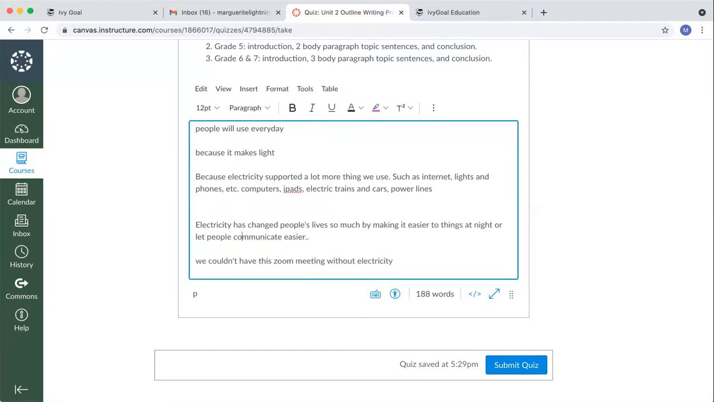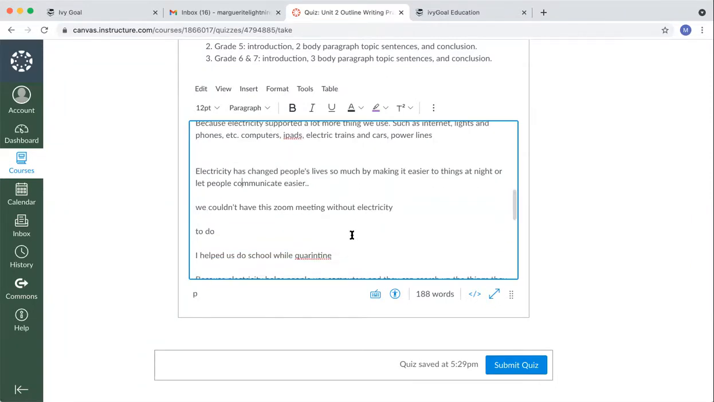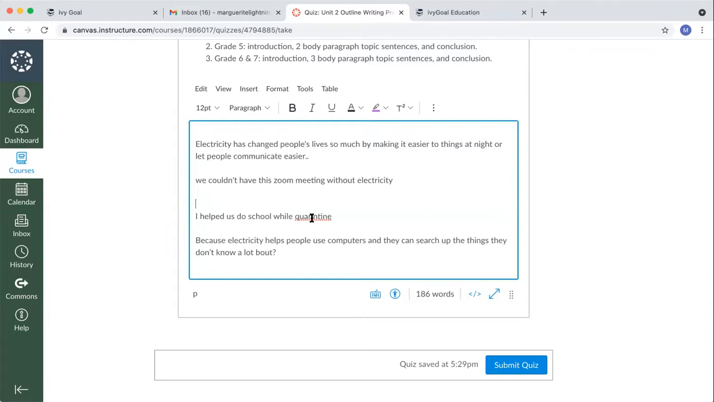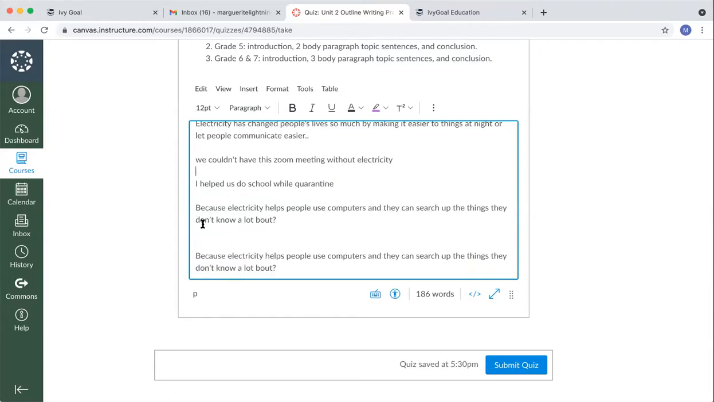Very good. Very, very good. It makes it easier to communicate and to do things at night, right? Because of lights. Yeah, we need electricity for Zoom. It helped us to do school during quarantine. Can you imagine being at home and not having any access to anything at school because you didn't have any internet? What's a quarantine? Quarantine is what happened with COVID, where you had to stay home and stay safe.